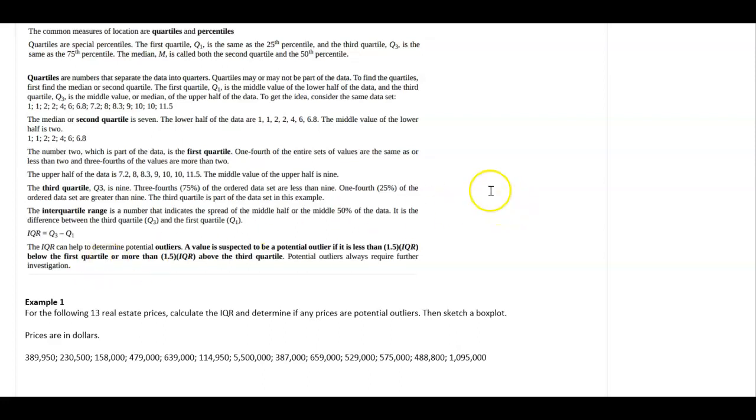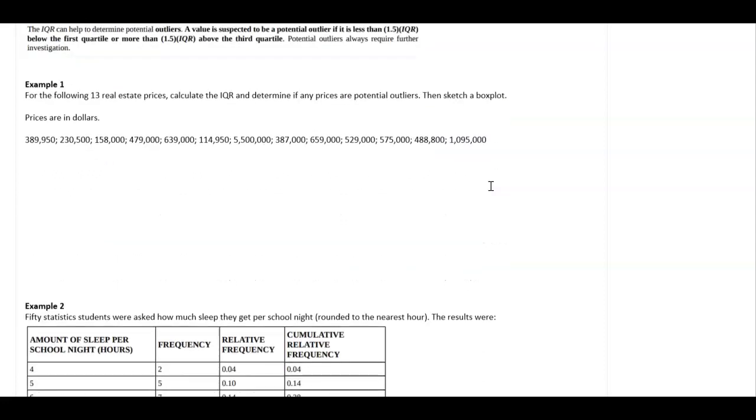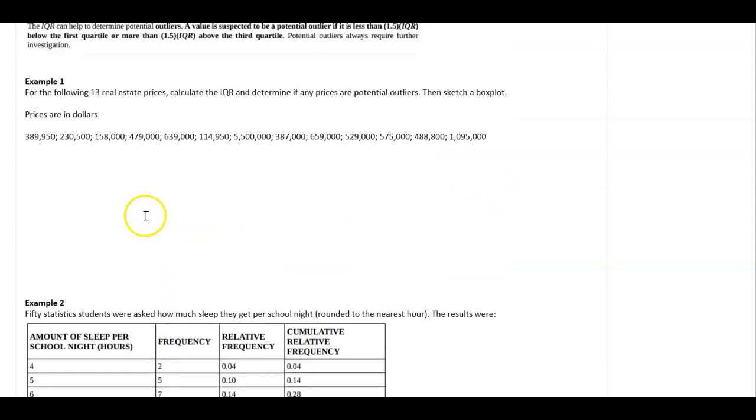But I really want to just jump into the example and give you some information. So if you want to pause and read through this, you can, but I'm going to jump down into our example and show you guys how to do this with our first example here, and then we'll do a second example as well. Okay, so there are 13 real estate prices. We need to find what's called the IQR, or the interquartile range. We need to figure out if there's any outliers, and then we're also going to sketch a box plot. And prices are in dollars.